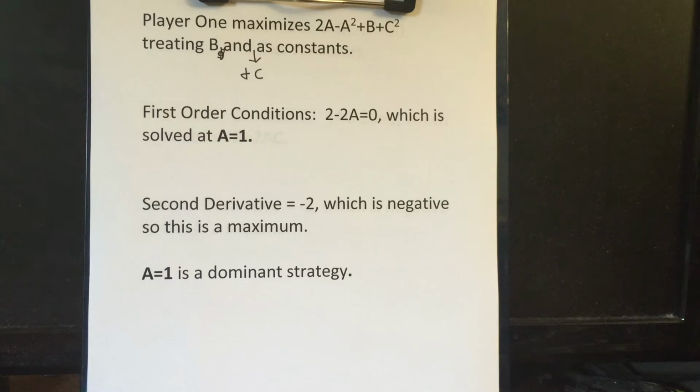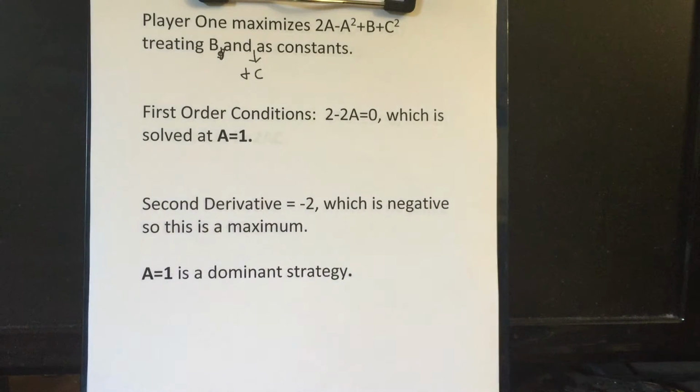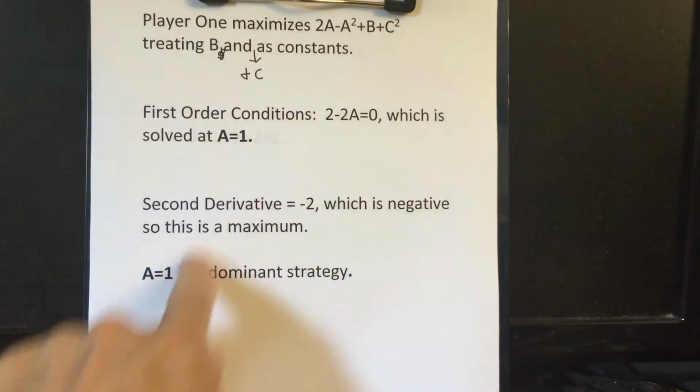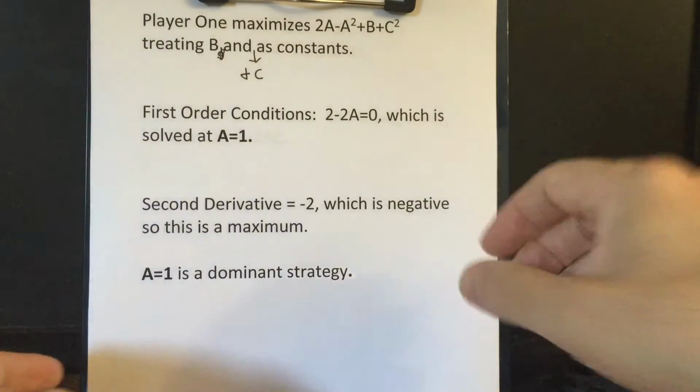It's a dominant strategy because it gives player 1 a higher payoff no matter what the other 2 players are doing. Because there's no B or C in here, you know player 1 wants to pick A equals 1 regardless of what the other players are doing, and because this solves the maximization problem, A equals 1 gives you a strictly higher payoff than setting A equal to anything else. The other 2 players will eventually realize that player 1 has an optimal strategy of setting A equal to 1, and they'll count on him doing this.